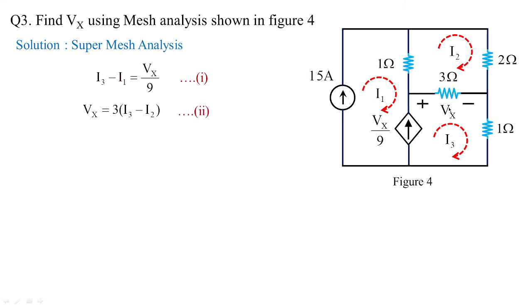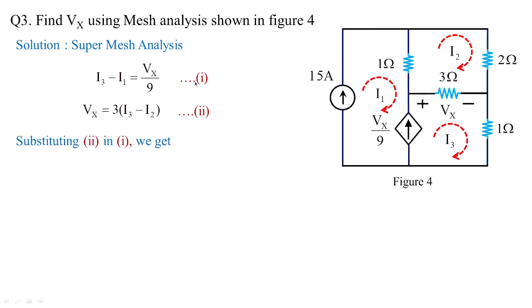What is the next catch? You have Vx, which is measured across 3 ohms, with positive on this side and negative on this side. So Vx will be equal to 3 multiplied with the branch current flowing in 3 ohms, that is nothing but I3 minus I2. These are the two important catches which you have to determine by looking at the network: I3 minus I1 is equal to Vx by 9, and Vx is equal to 3 times I3 minus I2.